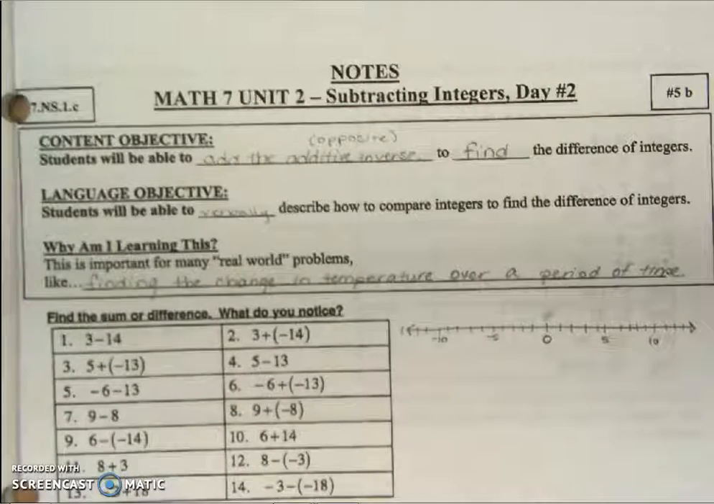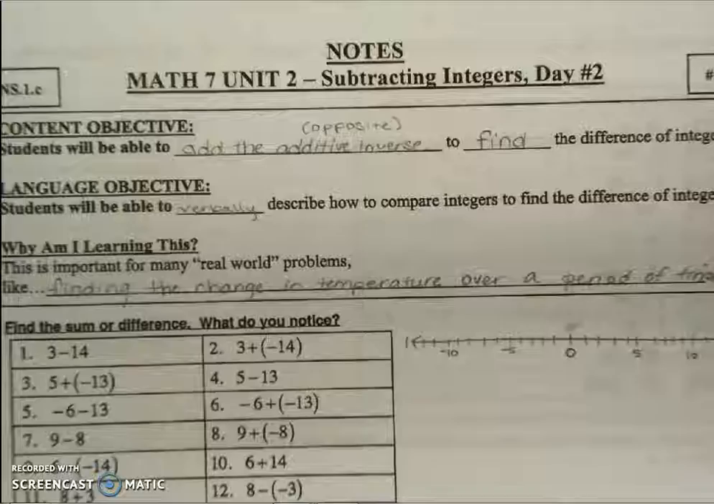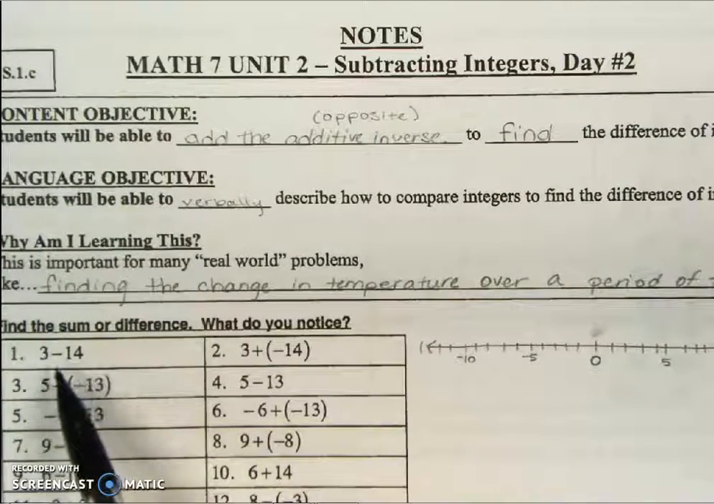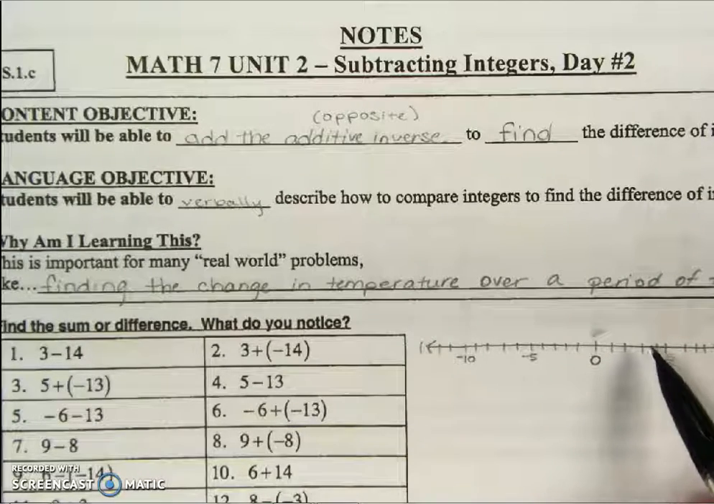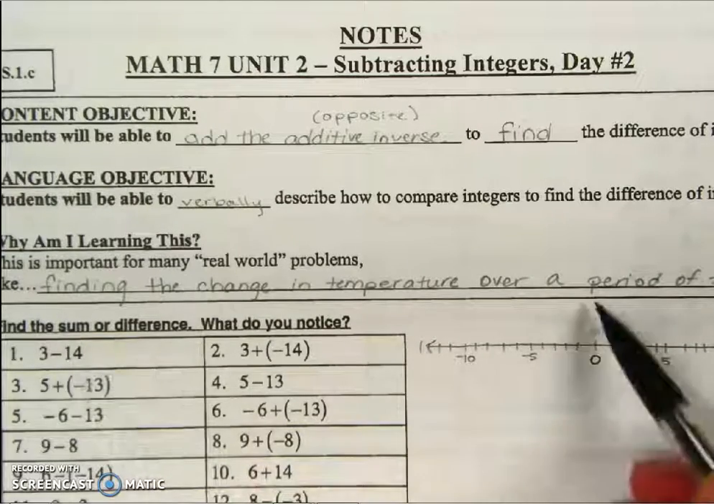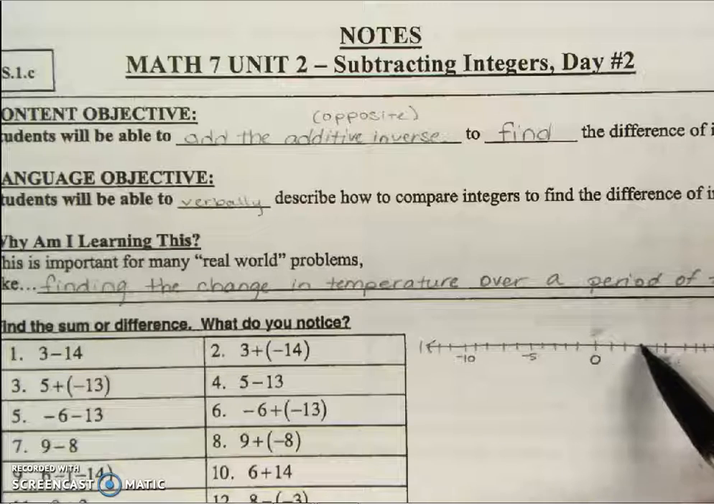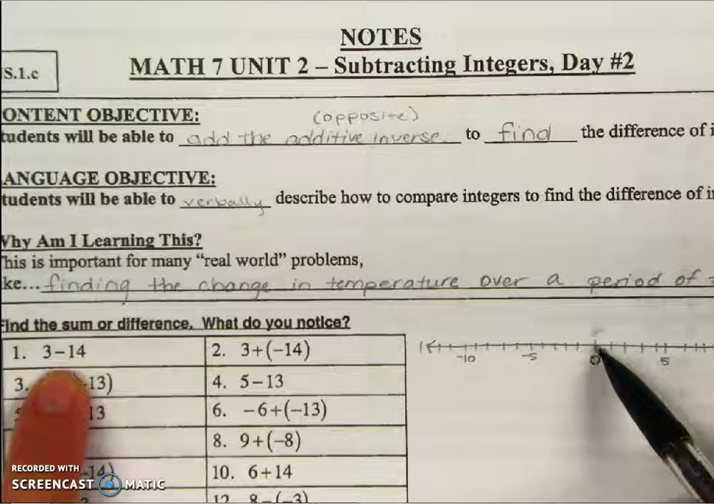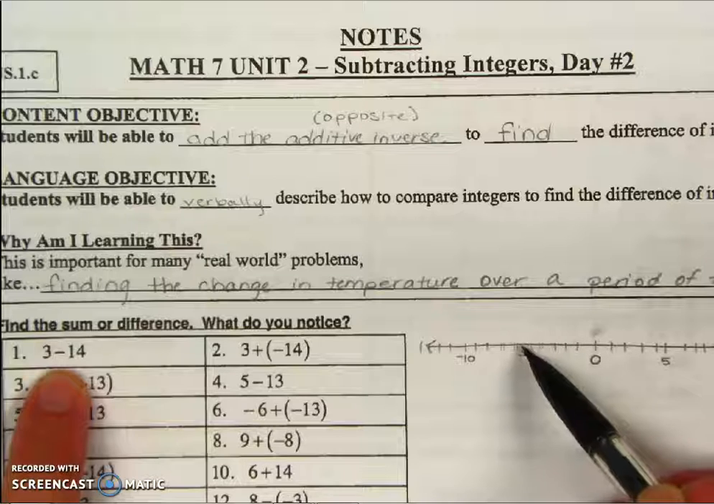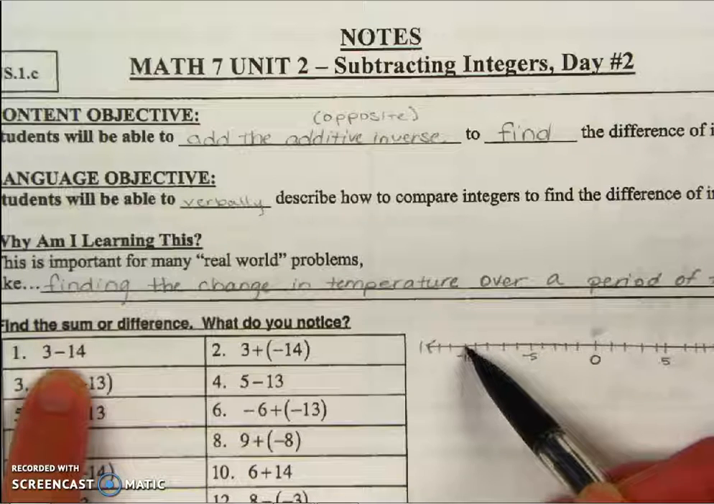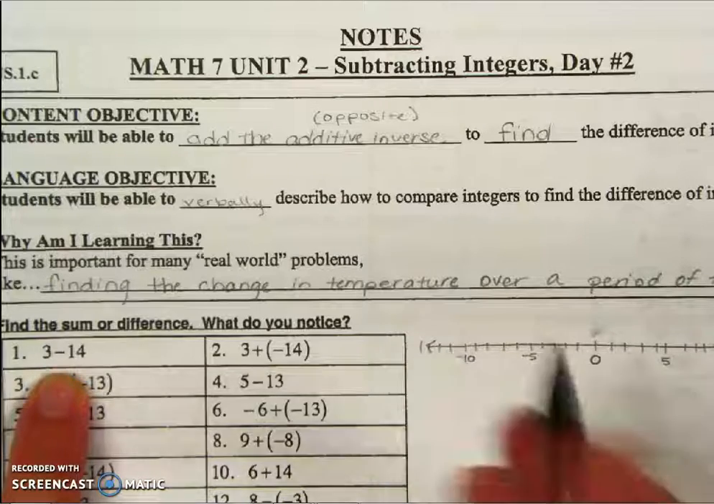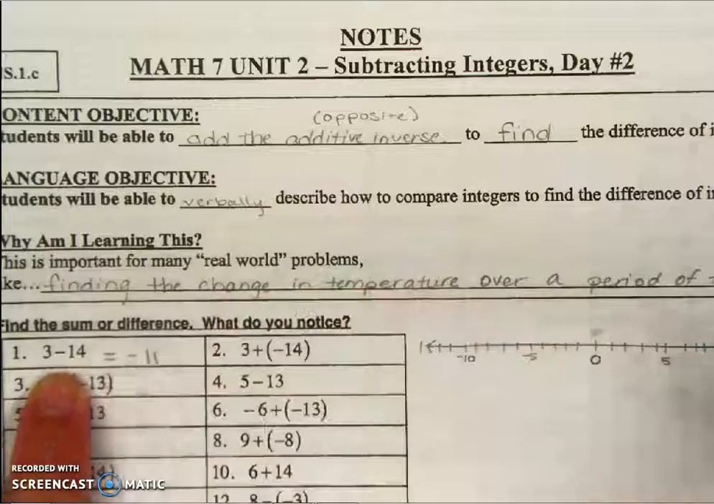All right. So we're going to start with this little table and see if you notice something. Number 1, 3 minus 14. I drew a little number line over here to help you see this. Remember, positive 3 means we're going to go right 3, 1, 2, 3. And then minus 14 means from there we're going to go left 14. So we're going to go back 1, 2, 3, 4, 5, 6, 7, 8, 9, 10, 11, 12, 13, 14. And we get over here to negative 11.